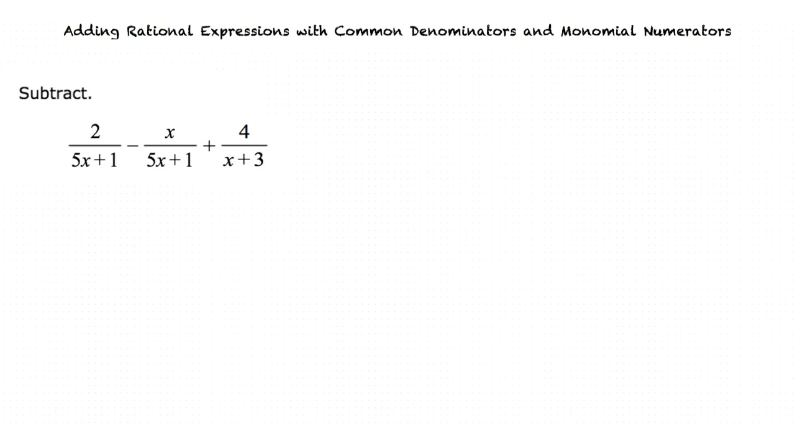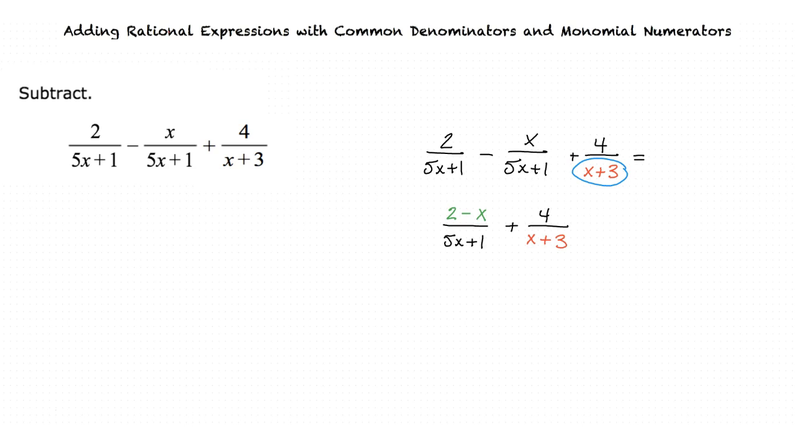That's a good question, because 4 over x plus 3 has a different denominator than 2 over 5x plus 1 and x over 5x plus 1. We can't combine it with the other two rational expressions using this method. So in this case, our expression will become 2 minus x over 5x plus 1 plus 4 over x plus 3, which will be our final answer.